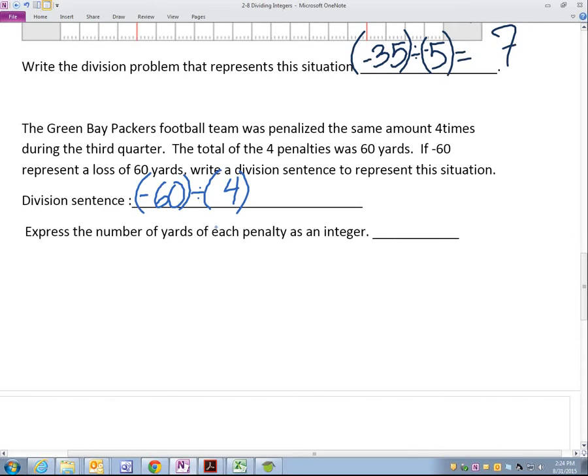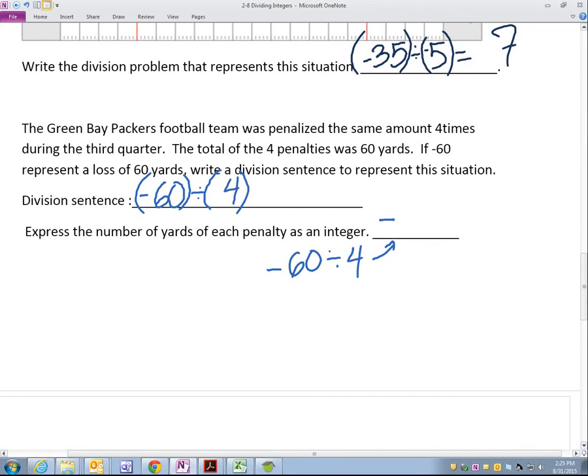So now express the number of yards for each penalty as an integer. Now we're finding out how many yards they lost each penalty. So here's the yards, here's the times, how many times that happened, and then from there we're going to have the result. So we have negative 60 divided by 4 is equal to negative. Good, because we have one negative integer with the division problem, so we know that the quotient is going to be negative. What is it?